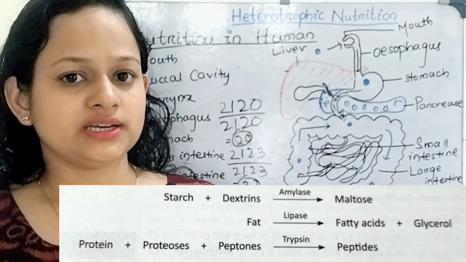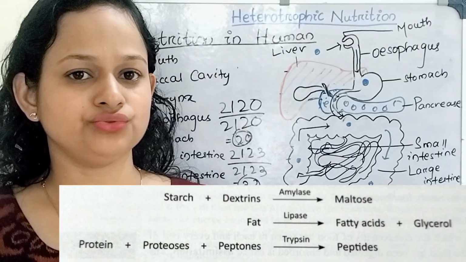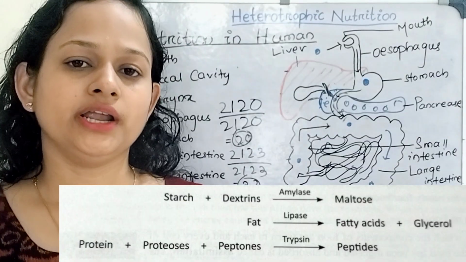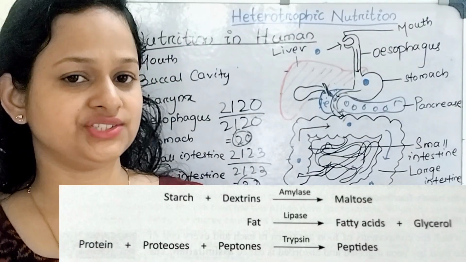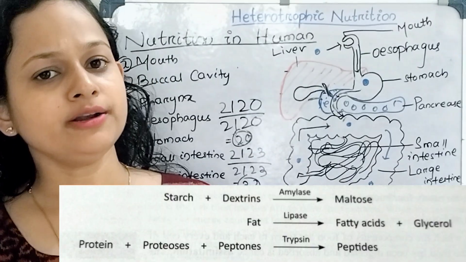convert the large peptides into small peptides, and the function of chymotrypsin is to convert the milk protein casein into paracasein, and the function of the last one, that is trypsin, is to convert the proteins into proteases and peptones.